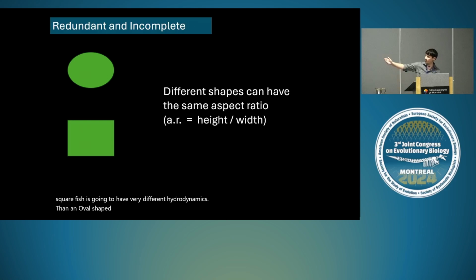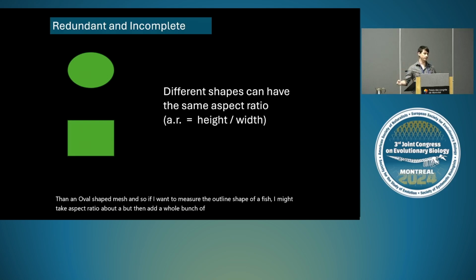And so if I want to measure the outline shape of a fish, I might take aspect ratio, but then add a whole bunch of other variables that can describe that. But the issue now is I have measured 20 things that are just the aspect ratio of the fish. And so you might find patterns that seem important, not necessarily because there's anything fundamentally biologically interesting going on, although there might be, but because you just measured the same thing 10 times.